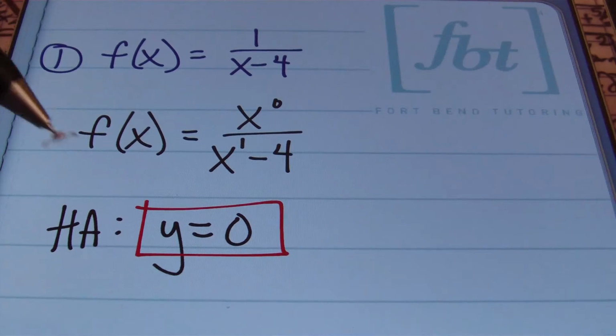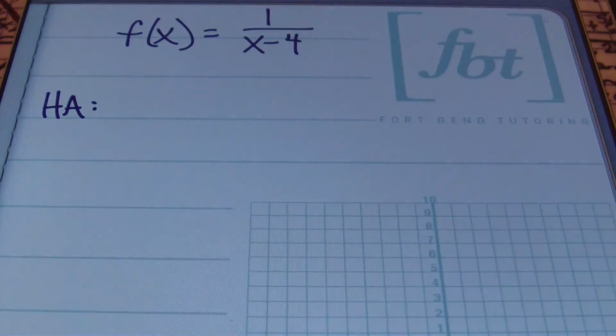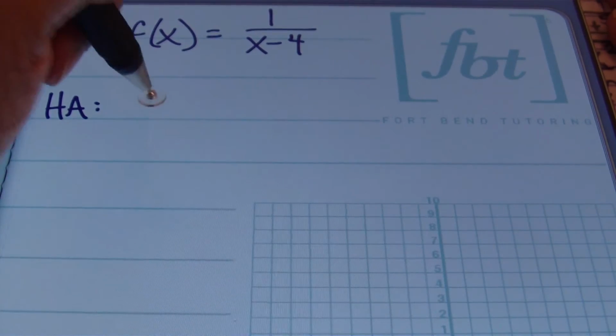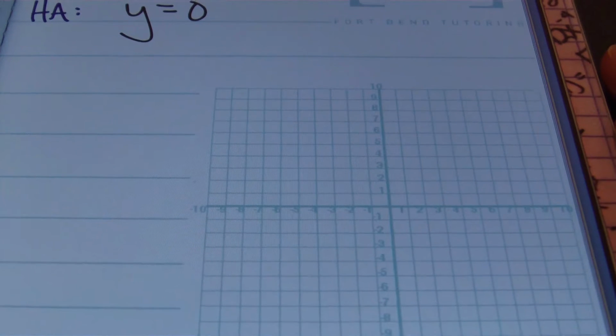Now, not only do I want to show you how to find the horizontal asymptote, I'm going to show you how to graph it. So let's check it out on our next page. So here's our original function. We know that the horizontal asymptote is the equation y equals 0. So we want to graph that equation on our graph right here.